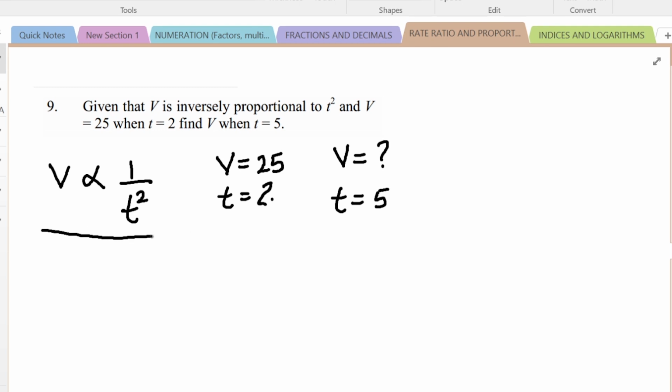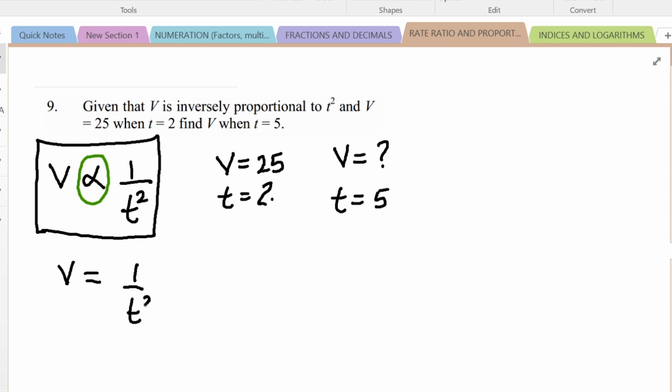We are going to have to first find the equation that relates V to T, and it means that we are supposed to eliminate this proportionality sign by introducing an equal sign. So it means that it's going to become V is going to be equal to 1 over T squared. But when we introduce that equal sign, we introduce a constant of proportionality. I'll call it K. It can be any other letter. So in other words, this is like saying V is equal to K over T squared. So we find that value of K first.